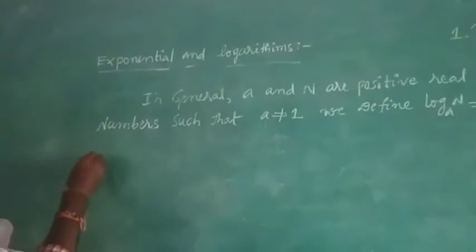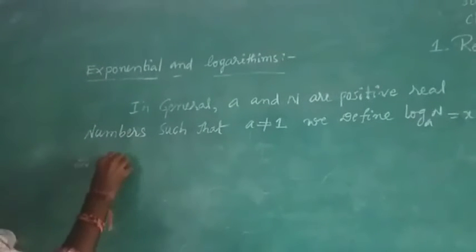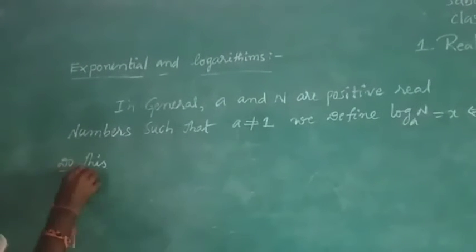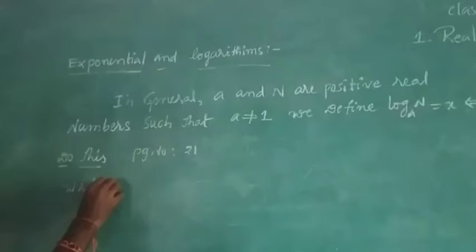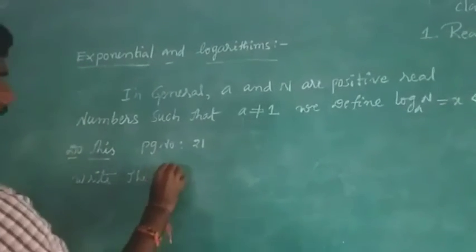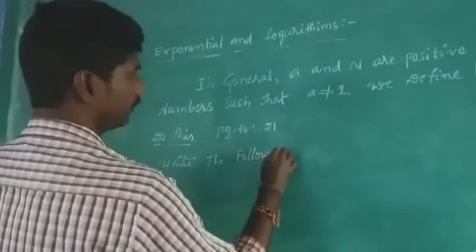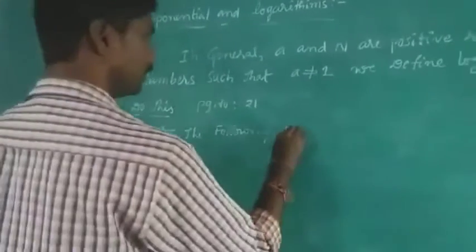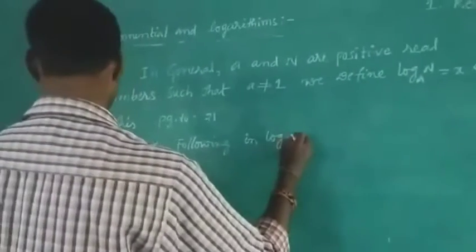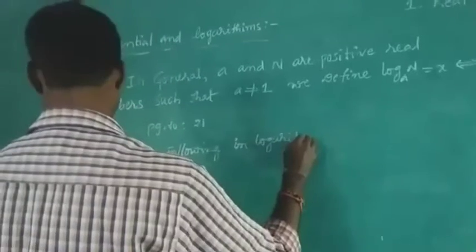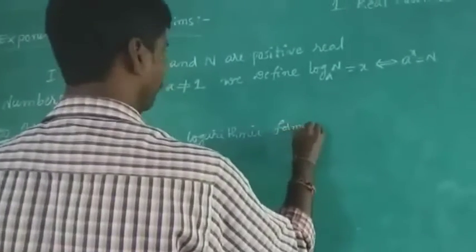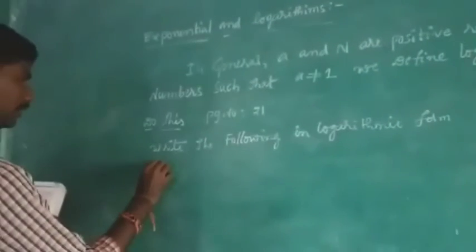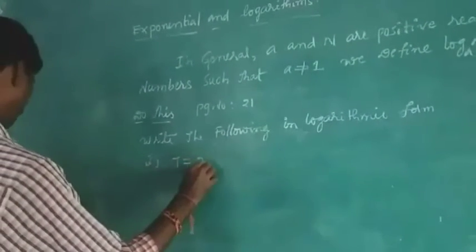So based on this, we are going to do this. I'm writing page number 21. And the question here is: write the following in logarithmic form. Given the first one, 7 is equal to 2 to the power of x.